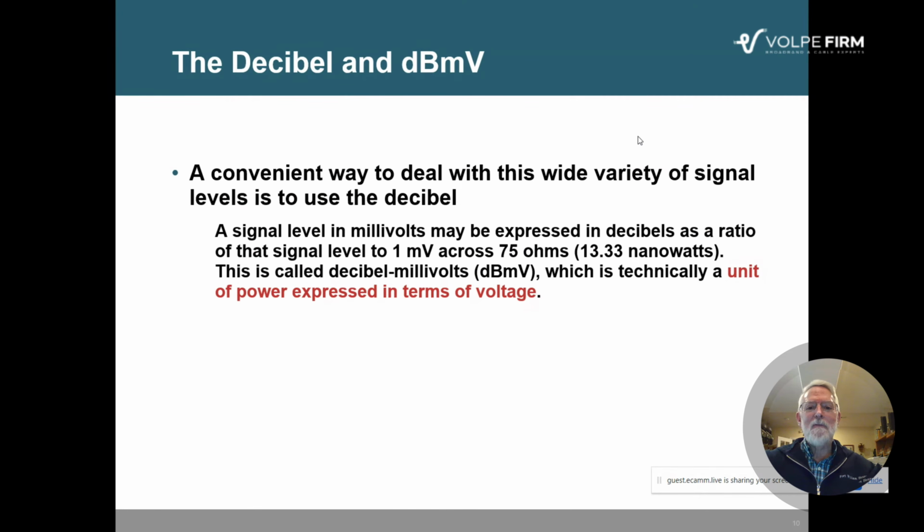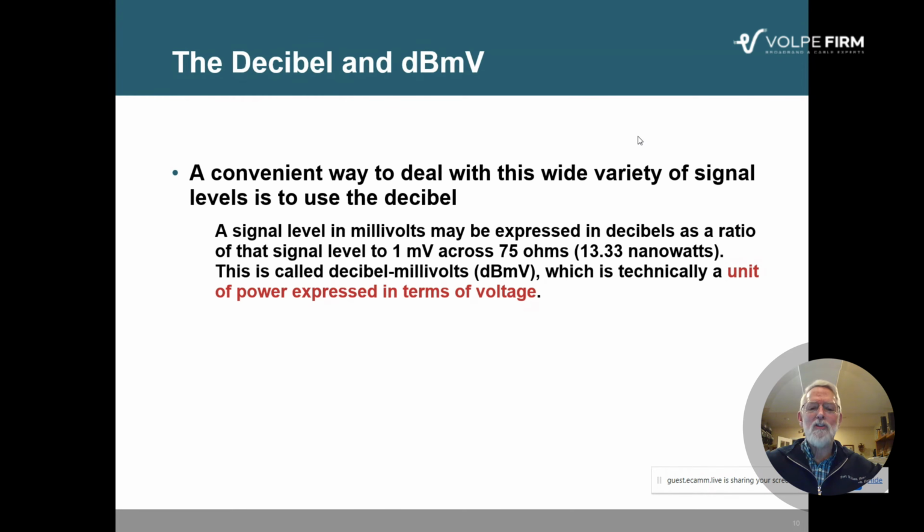The way we can simplify all these complicated numbers is to use the decibel, or dB. And in the case of the signal levels that I just showed as examples, a signal level in millivolts can be expressed in decibels as a ratio of that signal level to 1 millivolt across a 75 ohms impedance. And that equals 13.33 nanowatts, or about 13 billionths of a watt. That's our so-called zero reference.